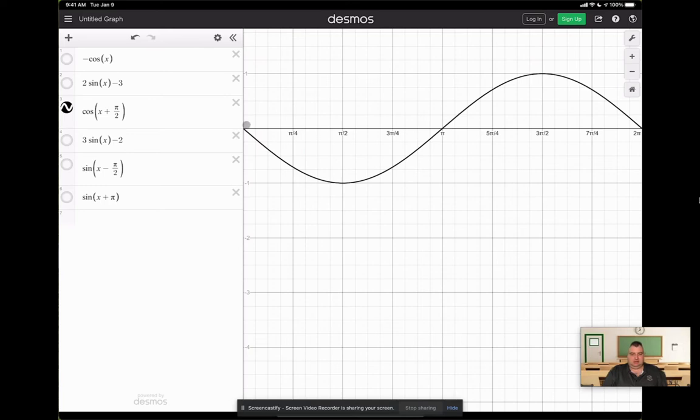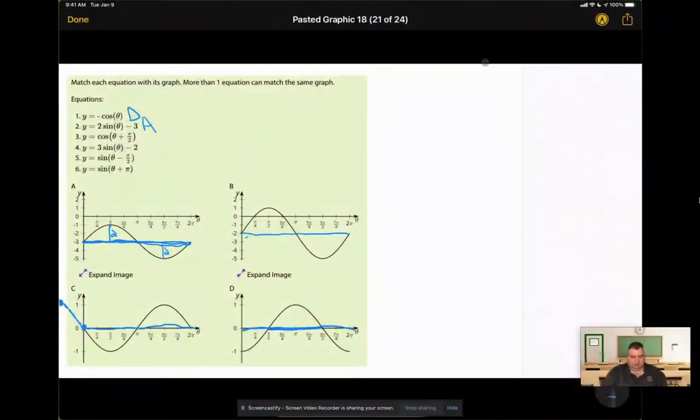Okay, so it's 0 at 0, and it's at 1 at 3 pi over 2. And if we check that, that indeed is the case. So number 3 is C.